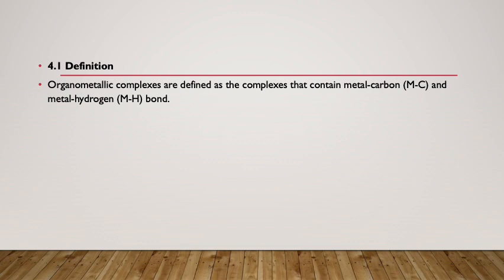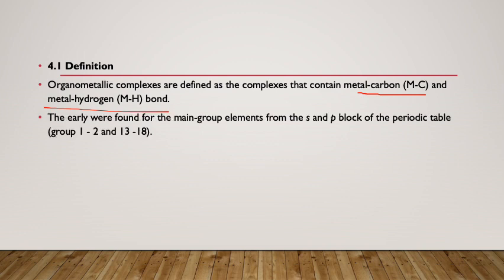Okay, the first one, organometallic complex. What is an organometallic complex? It is the complex that contains the metal-carbon and the metal-hydrogen bond. Okay, if you have a metal-carbon bond and a metal-hydrogen bond, then the compound is known as organometallic complexes.